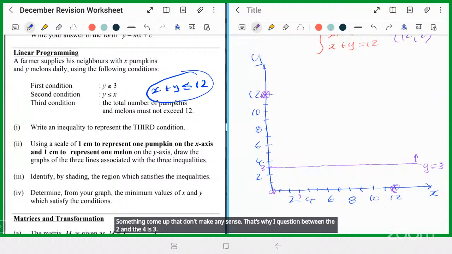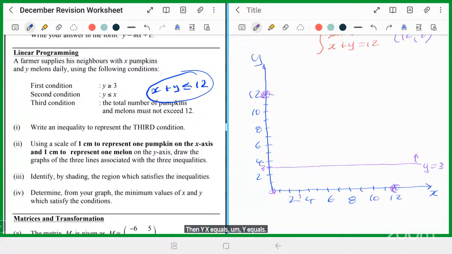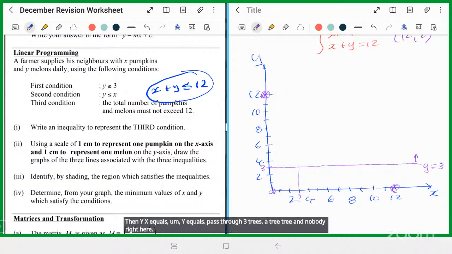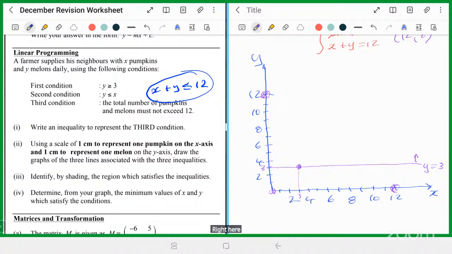Then y equals x passes through 3, 3. So 3, 3 will now be right here. All right, so you can draw the line through that. That's better. That's the line y equals x. And again, we want to go below this line. Now the line x plus y equals 12 passes through 12, 12, going back to the other line, and it must pass through 6, 6. 6, 6, see? Right there. So it passes through here as well. So that line goes like that.